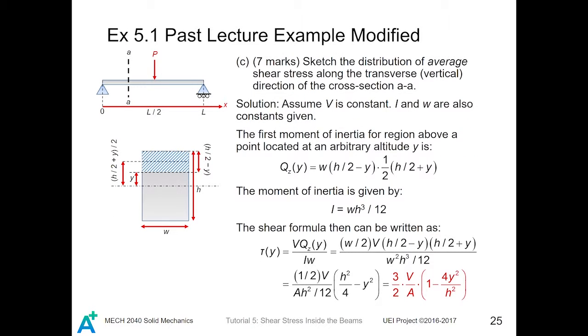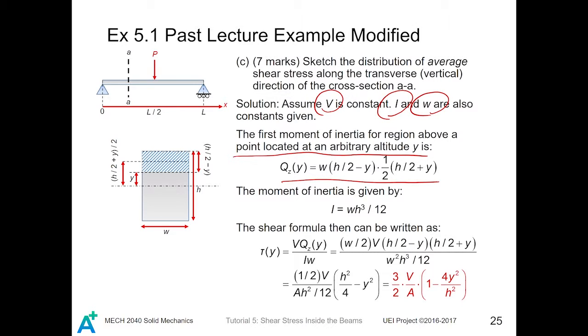Next, we are required to sketch the distribution of average shear stress along the transverse direction of the cross-section AA, which is located at the left half of this beam. Now we have V, I, and W are all constant. Then the first moment of inertia of a region above a point located at an arbitrary altitude y is given by this. So how can we get that?